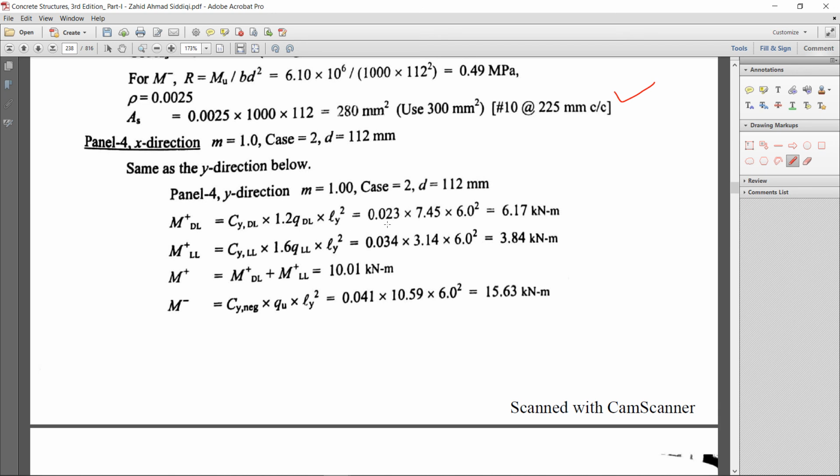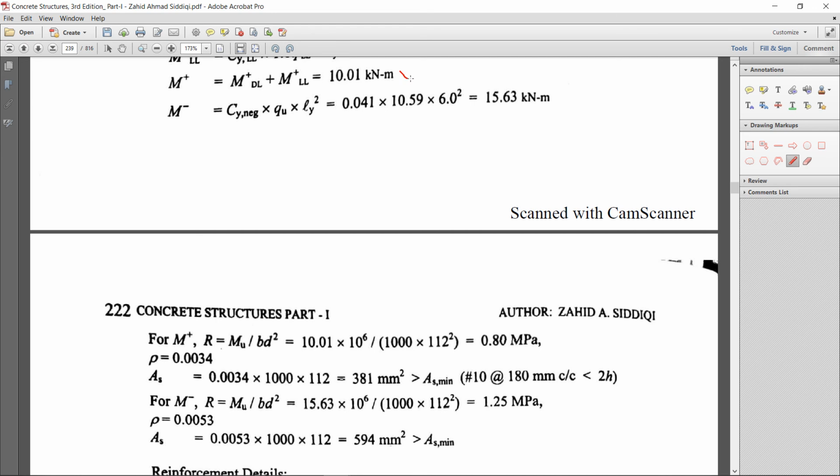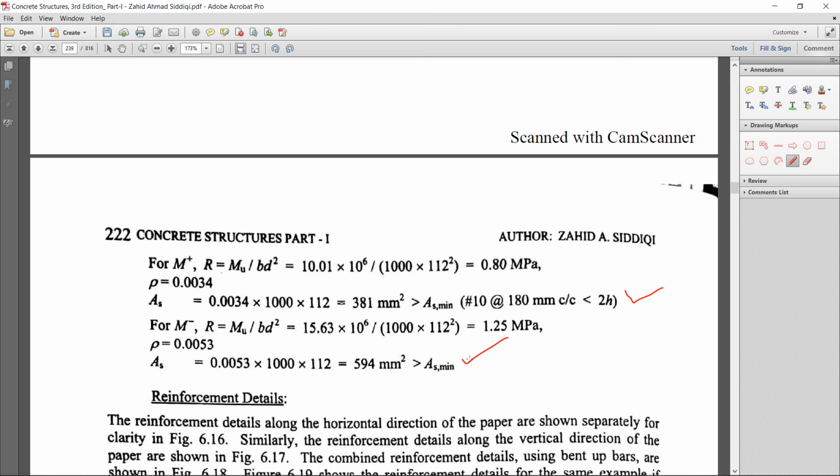Because the factors are the same for the X direction and Y direction, you can write the same as for the Y direction. Whatsoever reinforcement will come against the positive moment and against the negative moment, you will provide in the Y direction also. So here comes the spacing, the negative. So when you have calculated the reinforcement for all the 4 panels, now you will go for the detailing of the reinforcement in the slab panels.